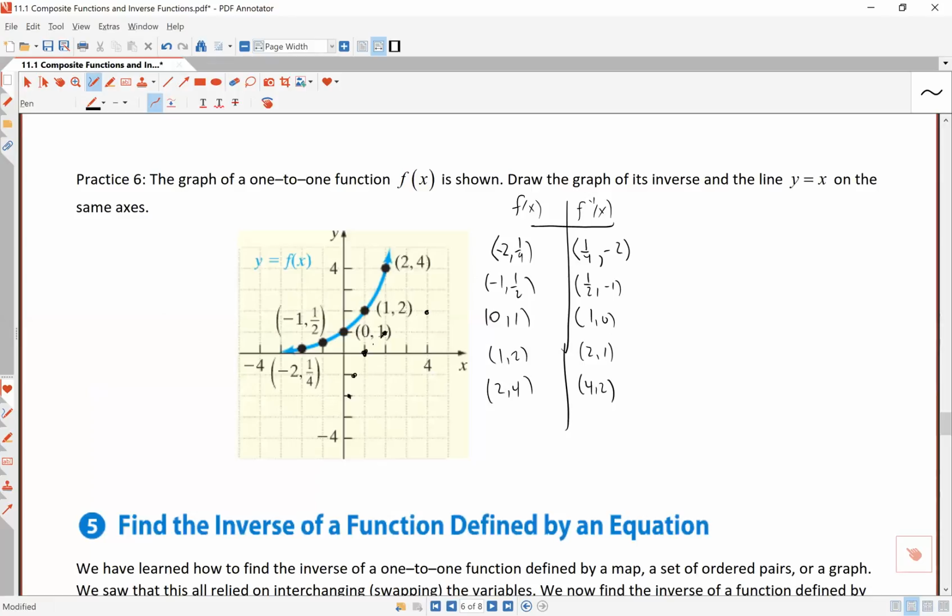So we connect those dots. Draw the line y equals x on there to get a reference. Reflections about this line. And there's the graph of the inverse function.